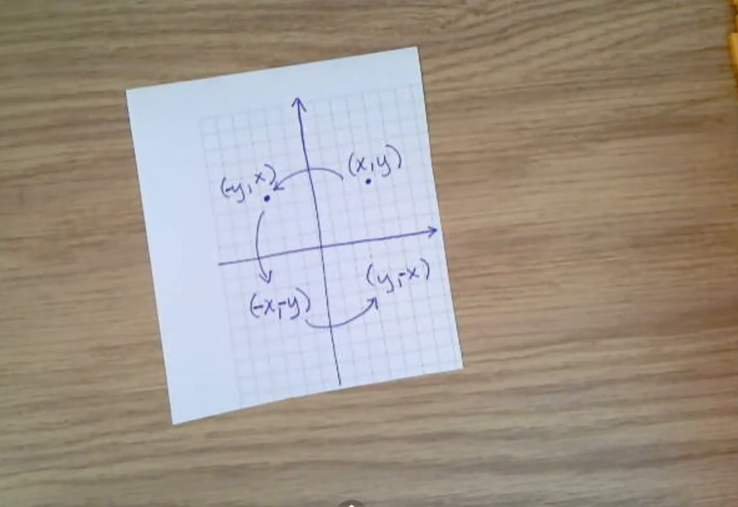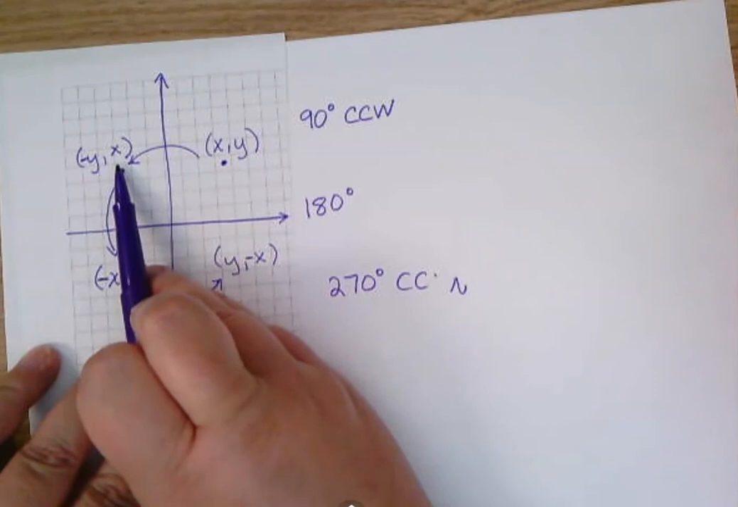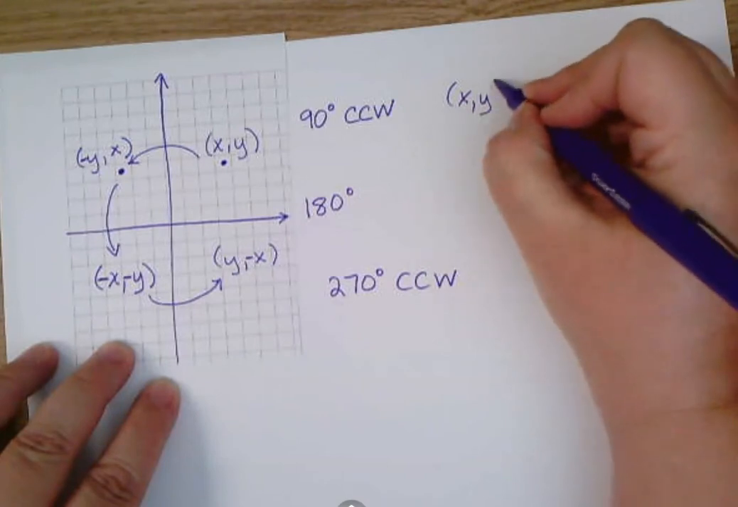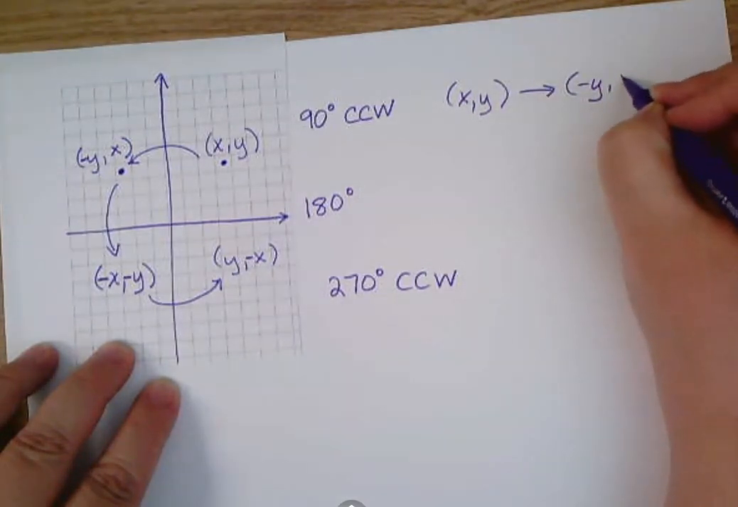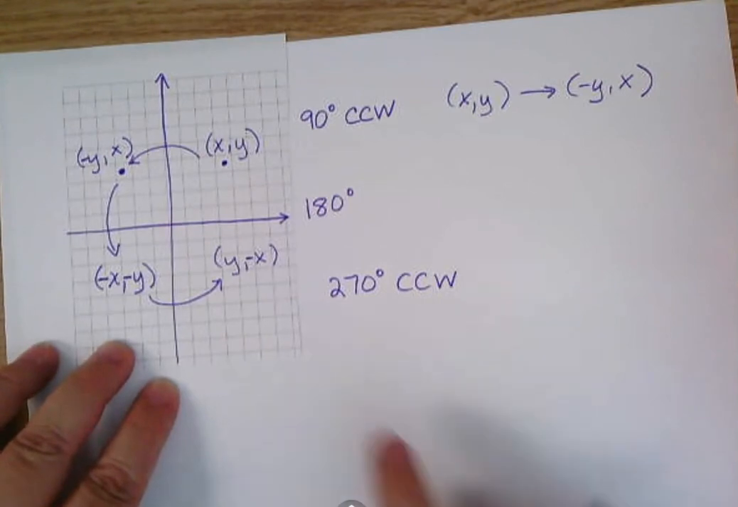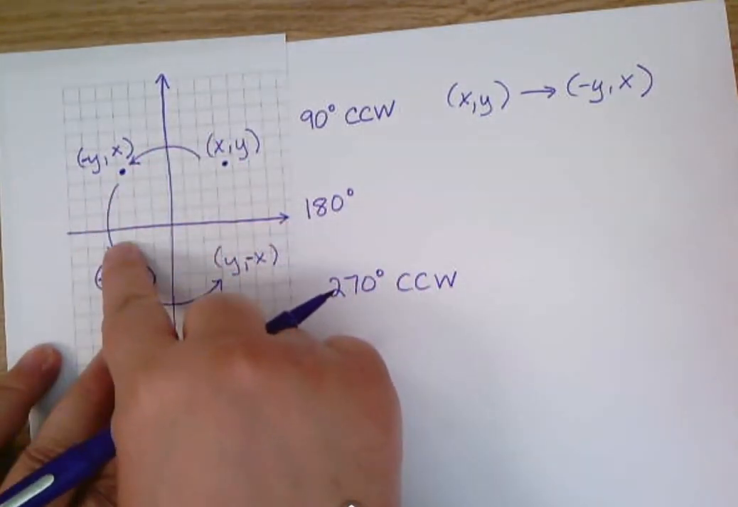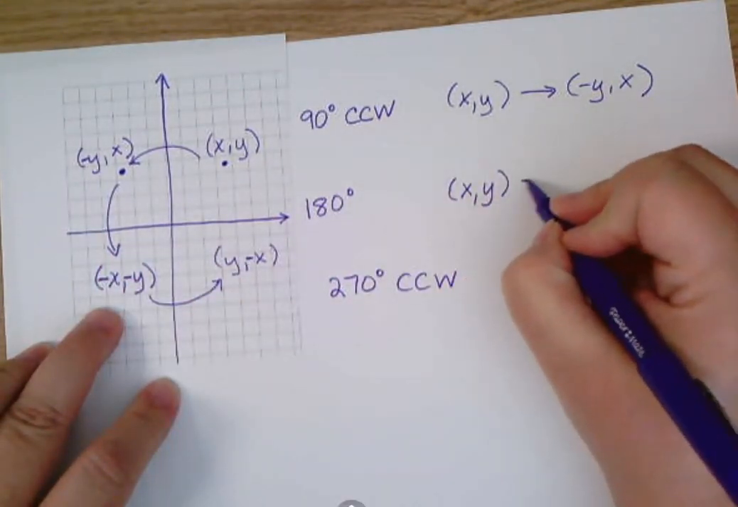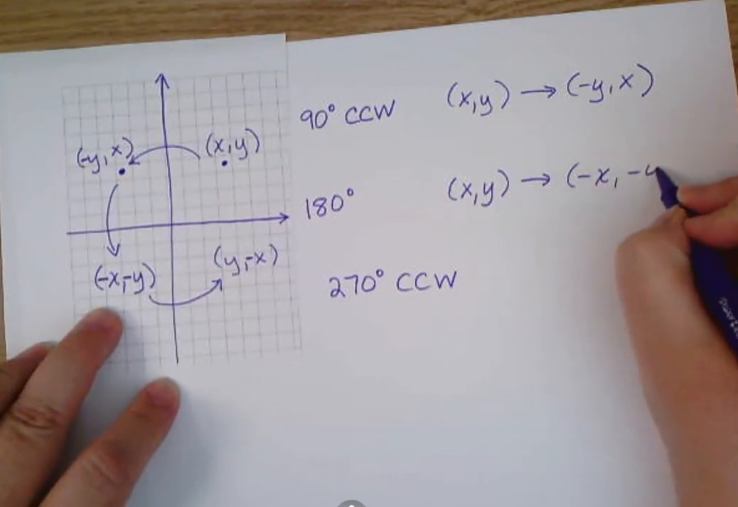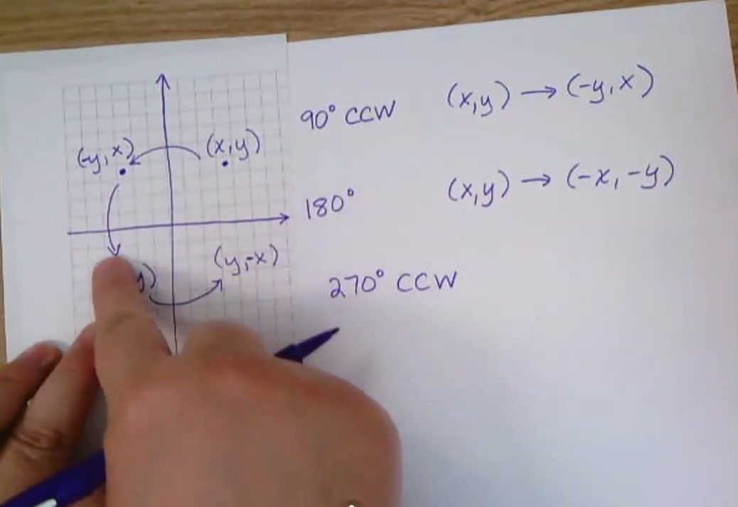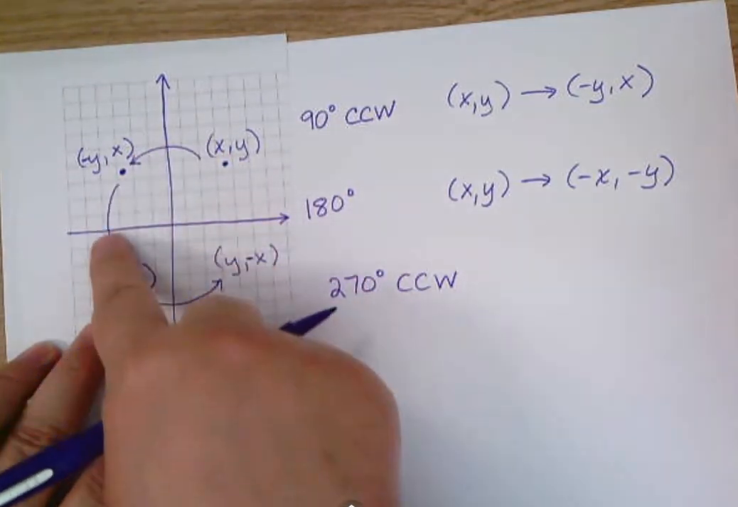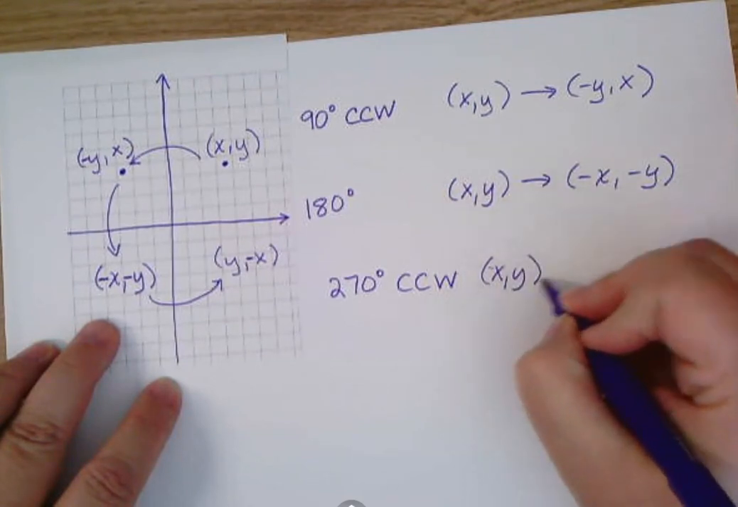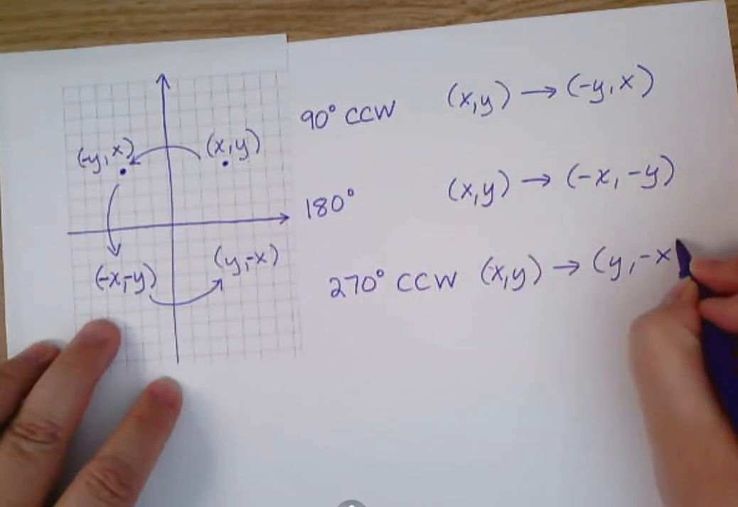Let's go ahead and write that down. Okay, so 90 degrees counterclockwise is what we did first here. We went from X, Y to negative Y, X. Okay, 180 was this and then this. We went from X, Y to negative X, negative Y. And then 270 is 3/4 of that turn. So 1/4, 2/4, 3/4. 90, 90, 90 is 270. And we went from X, Y to Y, negative X.